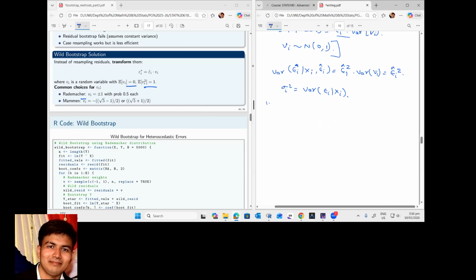The first assumption is that the regression model is correctly specified for the mean. The wild bootstrap only addresses the heteroscedasticity, not the model specification. It means the regression model is correctly specified for the mean.